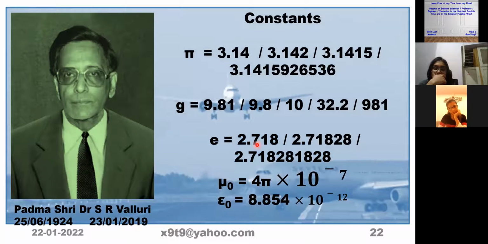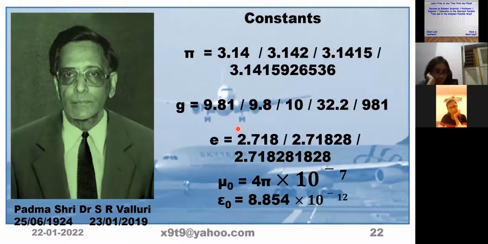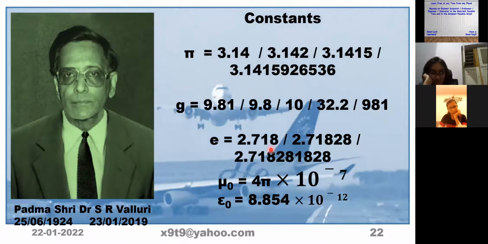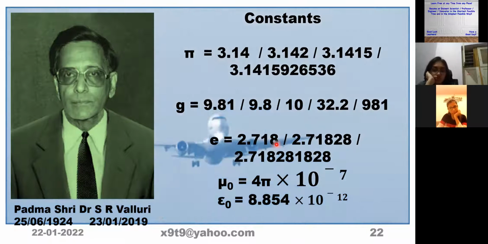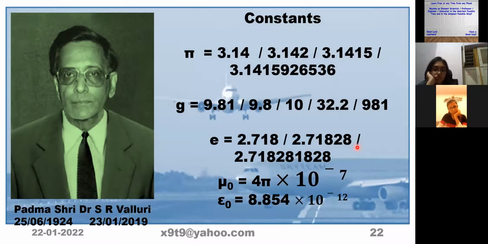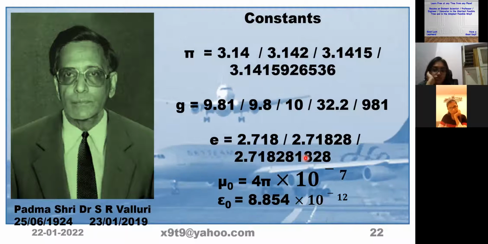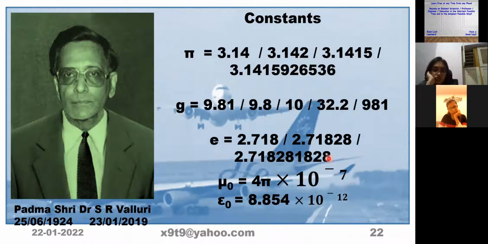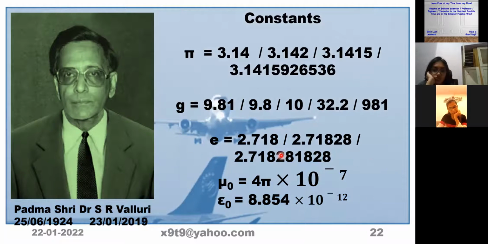So just like pi, the value used for e, the base of the natural logarithm, is 2.718 or 2.71828, or something like this. Afterwards it will change. The same pattern will not be repeating also.